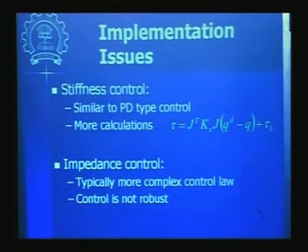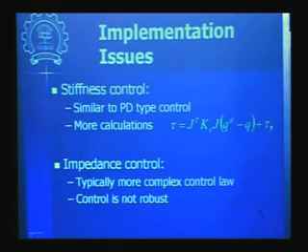Now what we have seen is these two types of force control strategies. Now there are some implementation issues that I just want you to be aware of. Stiffness control was similar to PD type of control, so it is very simple to implement, but the only thing is, compared to the calculations in PD control, we have to do more calculations in the stiffness kind of control. We have to do this Jacobian or this stiffness transformation calculations.